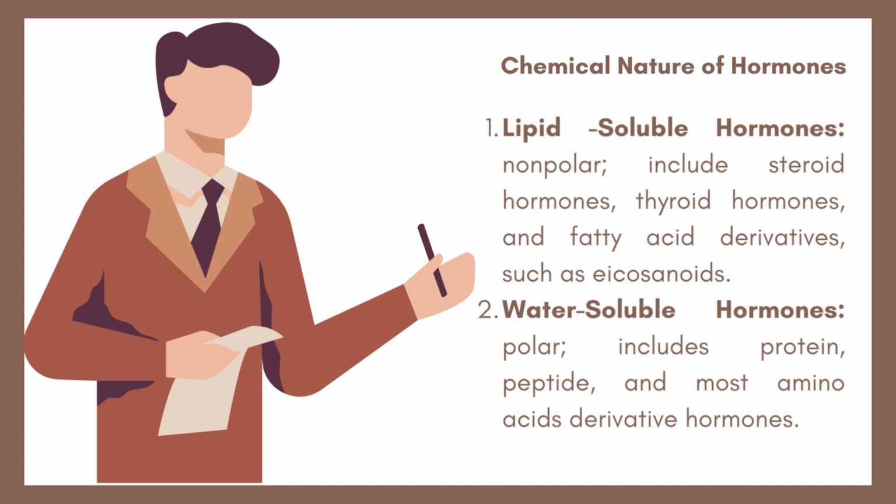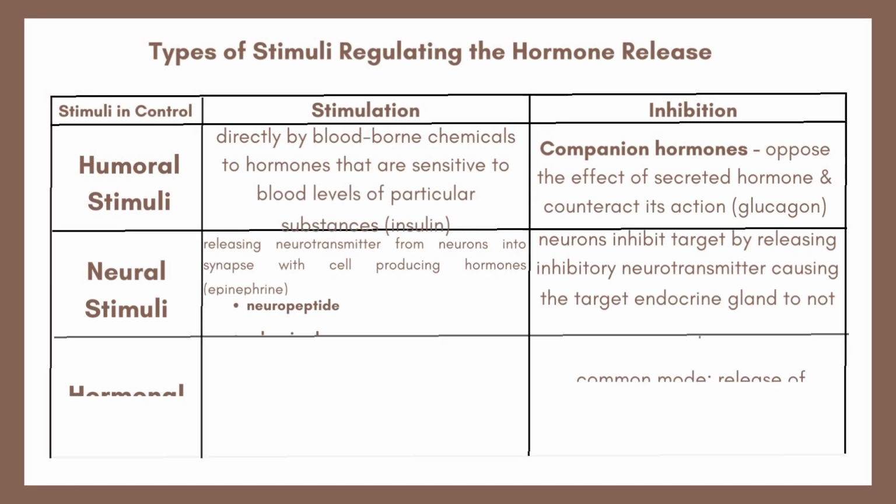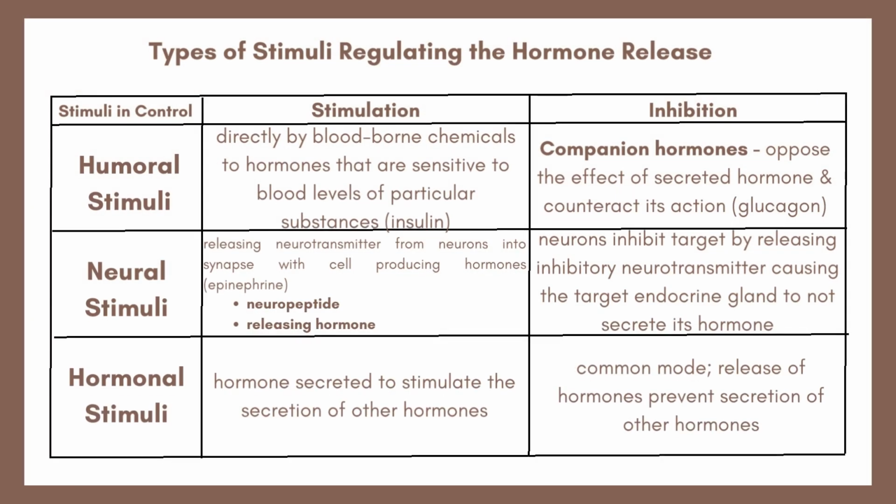First is lipid-soluble hormones. These are nonpolar, meaning they can diffuse across the cell membrane. And lastly is water-soluble hormones. These are polar, meaning the hormones are able to dissolve in plasma and circulate through the bloodstream until they reach their target cells. There are three types of stimuli regulating the hormone release. They are humoral stimuli, neural stimuli, and hormonal stimuli.